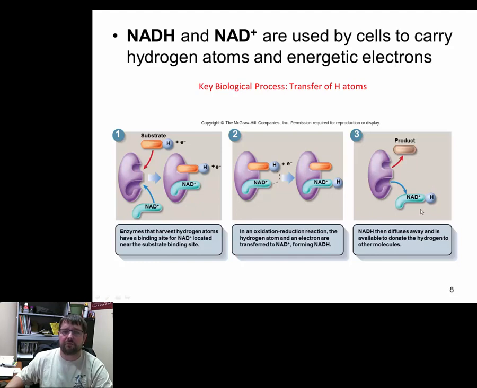Now this NADH molecule can carry those electrons to another part of the cell, or in this case, another part of the mitochondria, which allows for that energy to be utilized later.